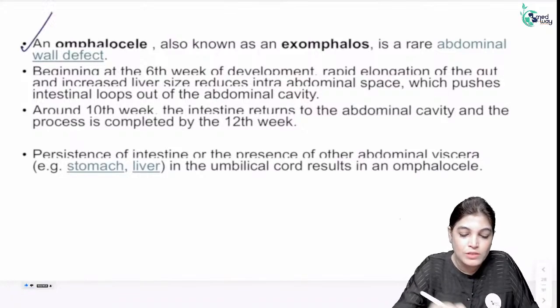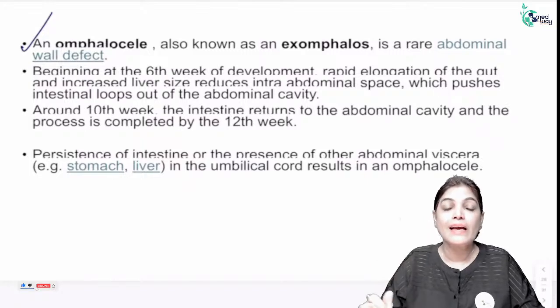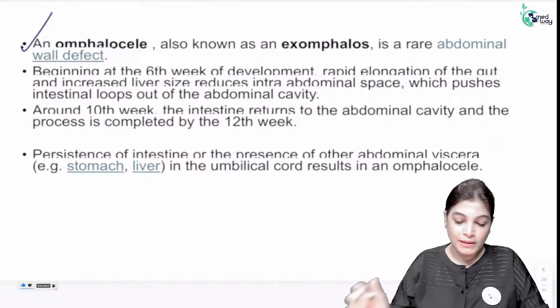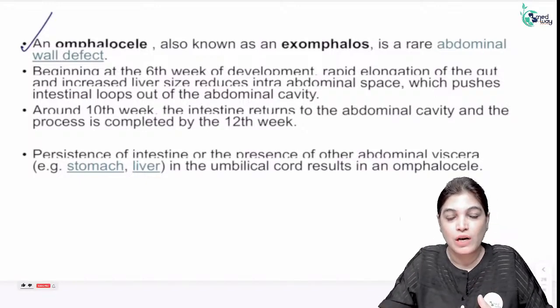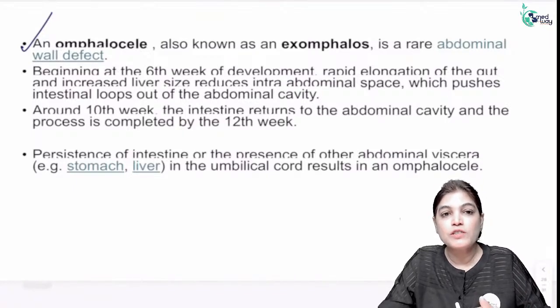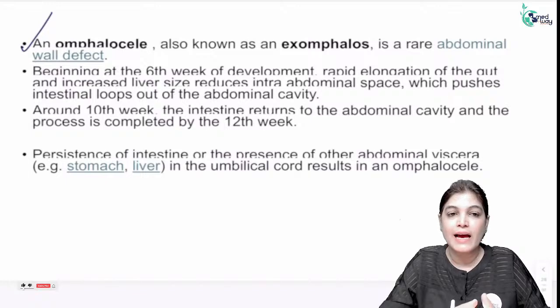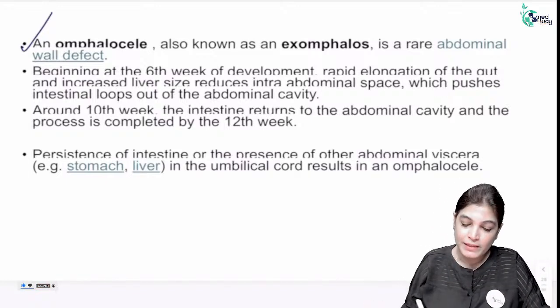Now, omphalocele, also called exomphalos, is a rare abdominal wall defect. Actually, what happens in this condition? The intestinal loops are pushed out. We know that there is a condition of physiological herniation, where the intestinal loop has not got enough space and protrudes out, and again it will return to the abdominal cavity, and this process is completed by the 12th week.